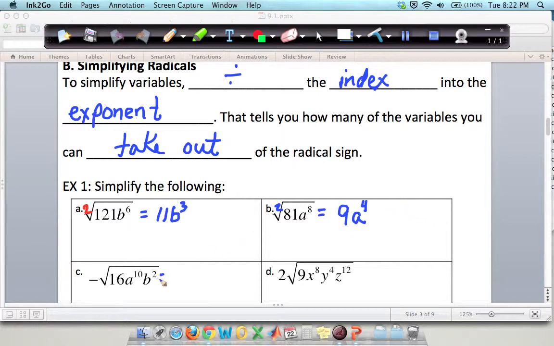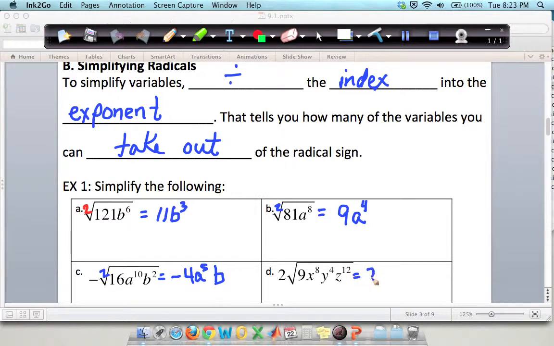For the next one, we're going to take the square root of 81, and that is 9. Again, our index is 2, and 2 goes into 8 4 times, so we can take 4 a's out of the radical sign. For c, you have a negative in front of the radical sign, so you need to keep that negative out in front, and then we're going to take the square root of 16, which is 4. Again, our index is 2, so I'm going to go ahead and divide. 2 goes into 10 5 times, and 2 goes into 2 1 time. So it's negative 4 a to the 5th b.